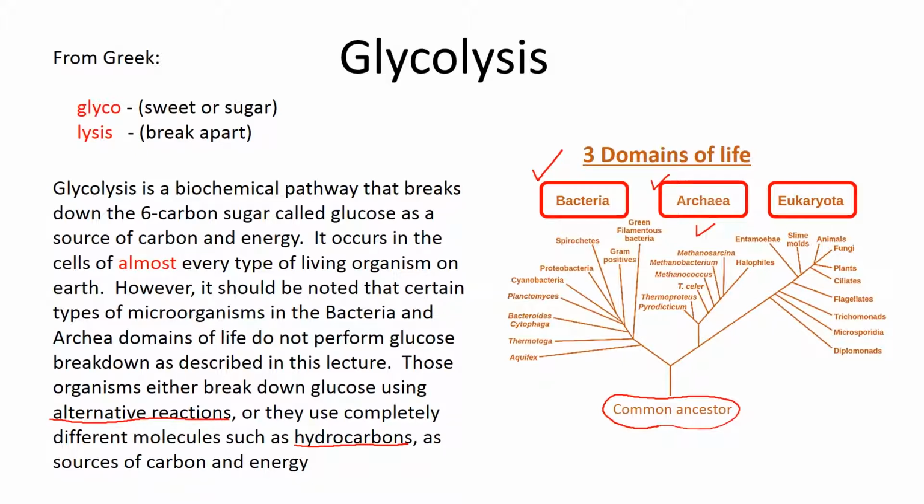So you can see where animals and plants are located. Animals, fungi, and plants are organized into the eukaryota. As I said before, I will talk about the details of how the organisms are divided into these 3 domains of life in a future lecture. So let's get started with glycolysis.